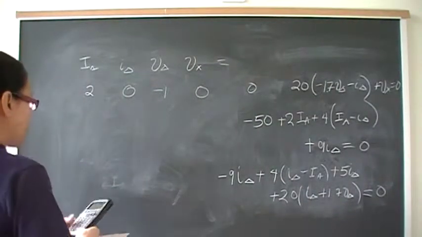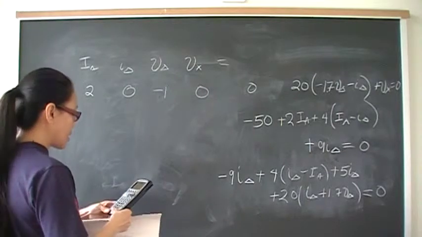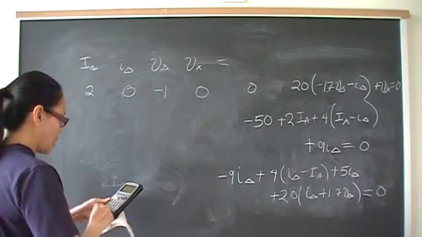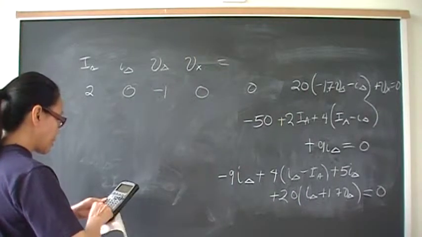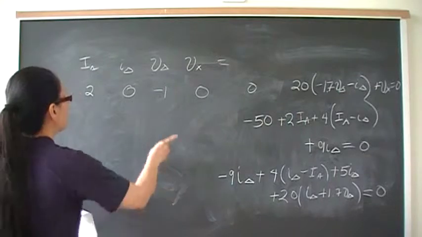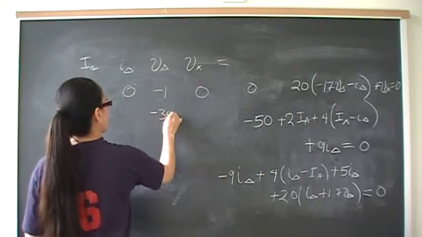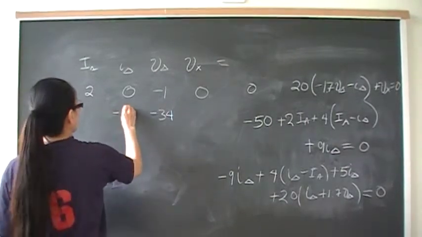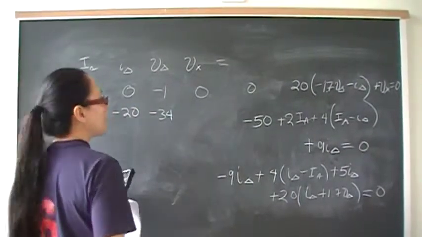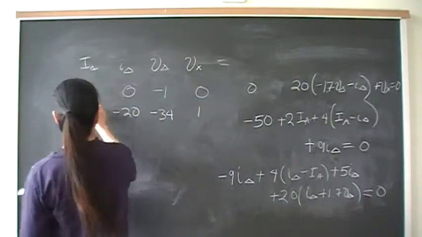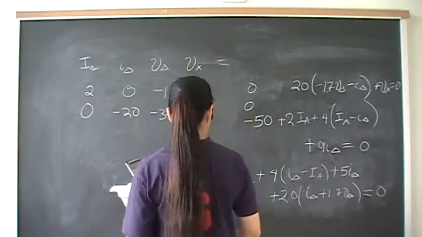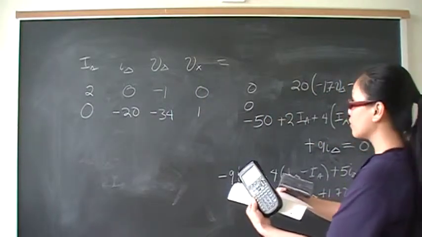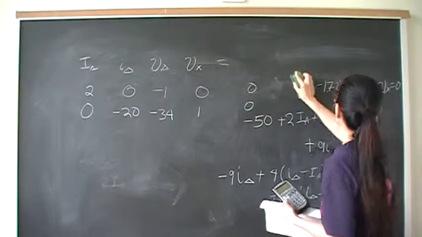20 times 1.7 V delta, -1.7 V delta is 20 times -1.7. So I got -34 for V delta. And then for I delta, I have -20. And for Vx, I have 1 coefficient and 0 here and a 0 here. Alright, so 0, -20, 34, 1, 0. Okay, that's good.